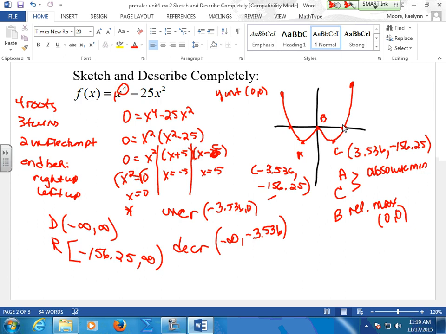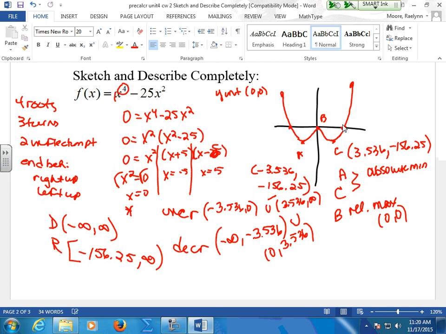Then what did I do from B to C? Decrease from 0 to 3.536. And then what did I do from C on up? Increase, to infinity. So I get all my increases and decreases. I get everything else the same. I know my roots. I know my intercepts. Okay? Now, all I have left is my concavity. Is everybody okay up to this? And then we'll do the inflection point.